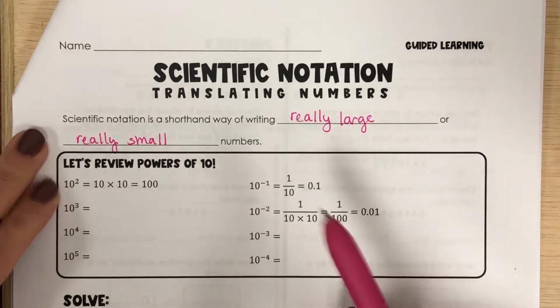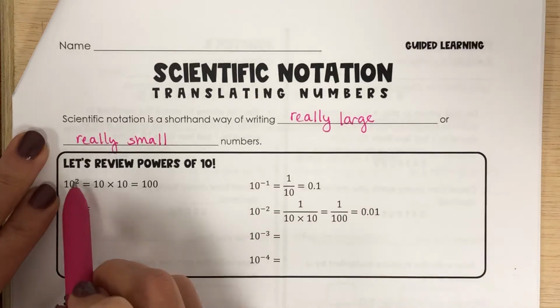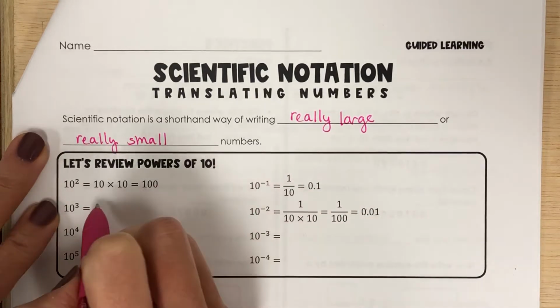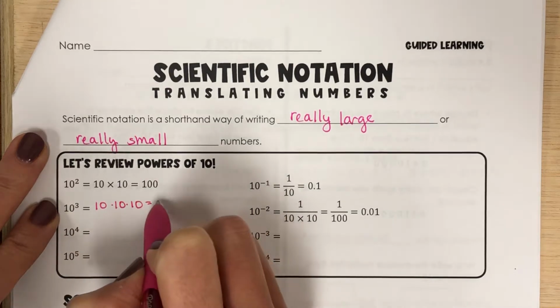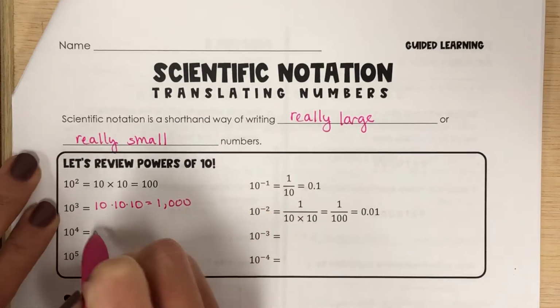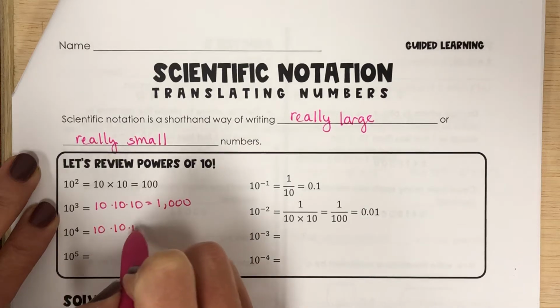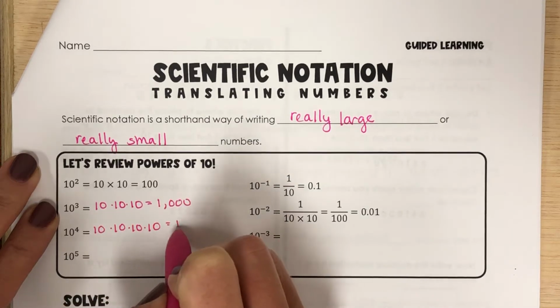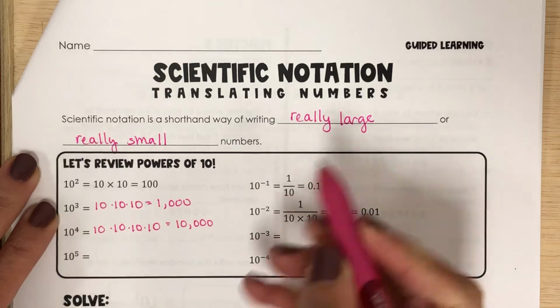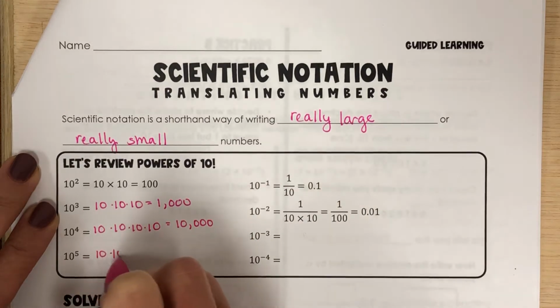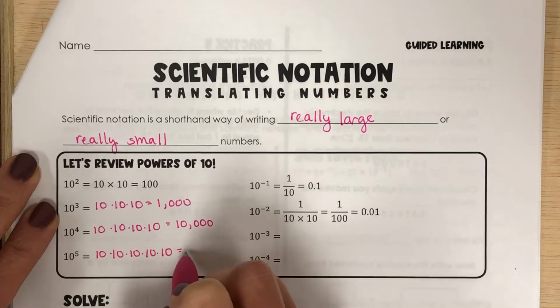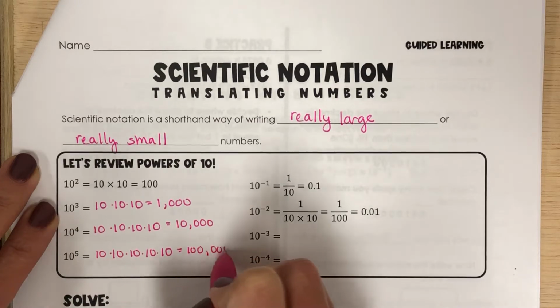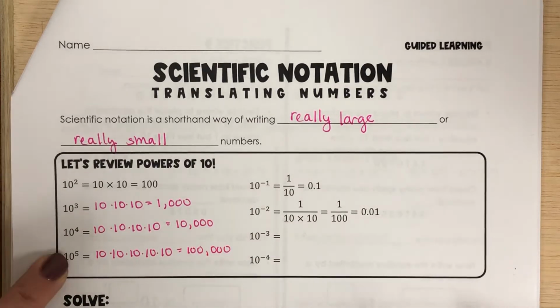So just really quick, 10 to the second means 10 times 10, which is 100. 10 to the third means 10 times 10 times 10, which is 1,000. 10 to the fourth is 10 repeated 4 times, so 10,000. And 10 to the fifth is 10 multiplied 5 times, repeated, which is 100,000. So that's for our really big numbers.